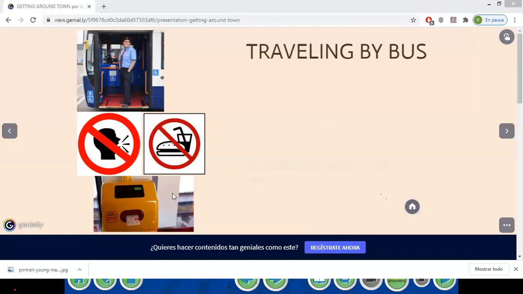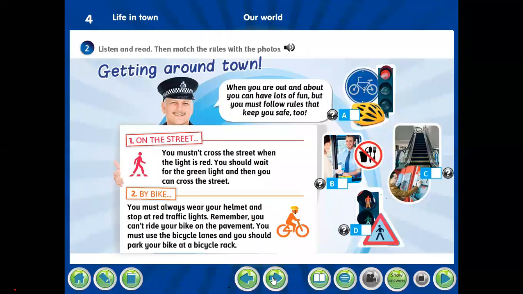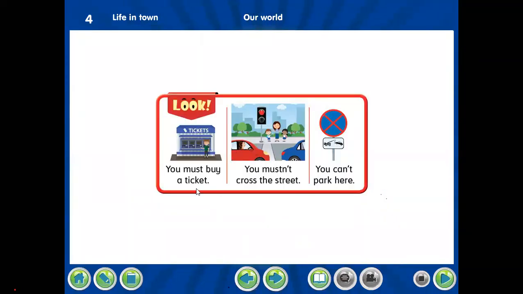Okay? And also it's important when you travel by bus, you must buy a ticket. Now please, in your books, read one more time and help me to answer these questions in activity 3. Remember, must is obligation. In Spanish is tú deberías. You must buy a ticket. And mustn't is for prohibitions. You mustn't cross the street because the light is red. Or another prohibition is with can. You know this, no? Can, can't. You can't park here. It's a prohibition. Okay, can't, mustn't, or we can use must for the rules.